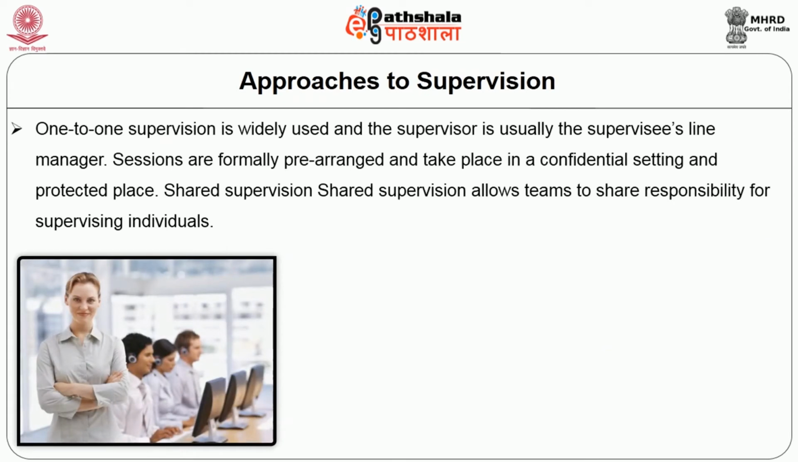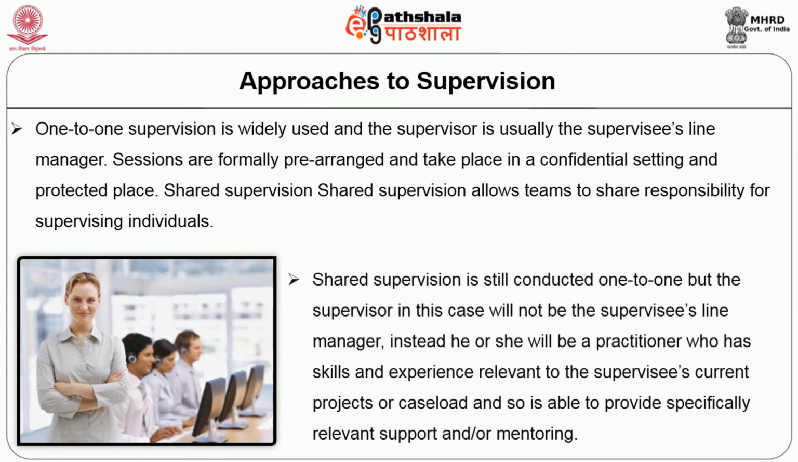One-to-one supervision is widely used and the supervisor is usually the supervisee's line manager. Sessions are formally pre-arranged and take place in a confidential setting and protected place. Shared supervision also allows teams to share responsibility for supervising individuals. Shared supervision is still conducted one-to-one, but the supervisor in this case will not be the line manager. Instead, she will be a practitioner who has skills and experience relevant to the supervisee's current projects or caseload, and so is able to provide specifically relevant support and or mentoring.